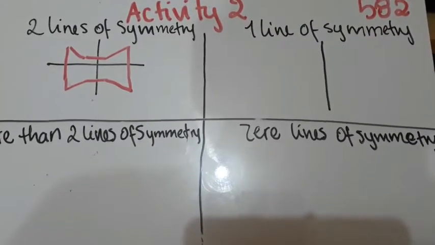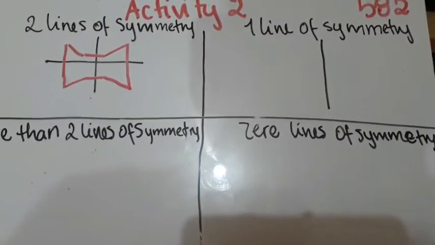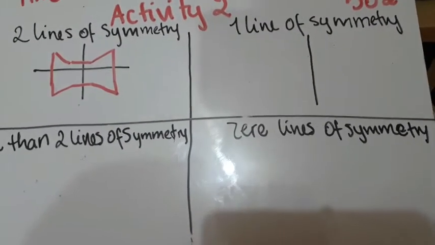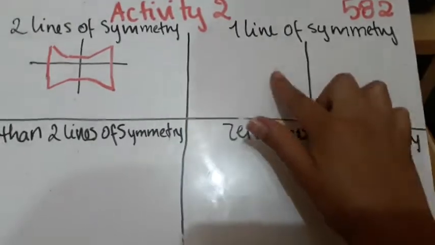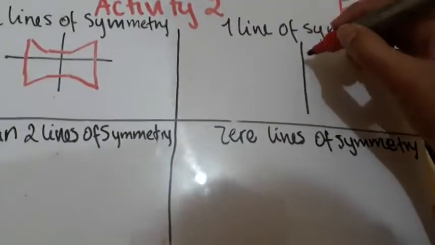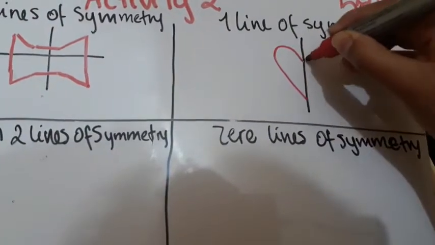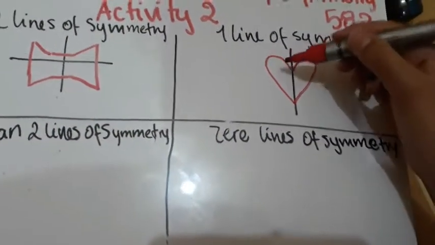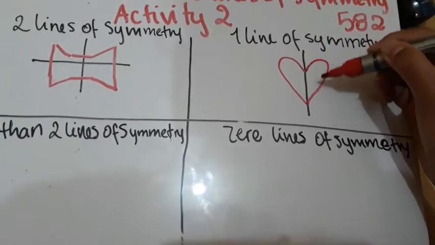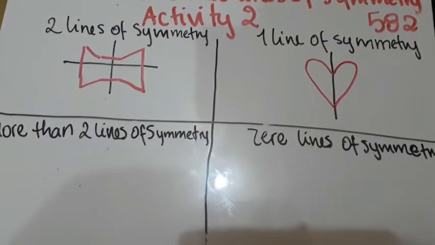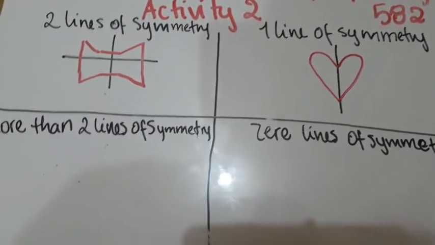Now we're going to think of one figure that gives us the same here and here. So, for example, I can make a heart here and here. Here I have 1 line of symmetry because I have the same here and the same here. If you have another idea, you can use it. Okay, let's go with the next exercise.